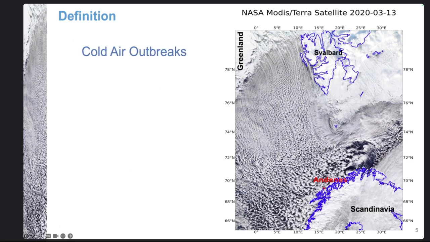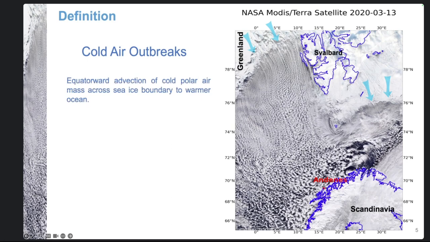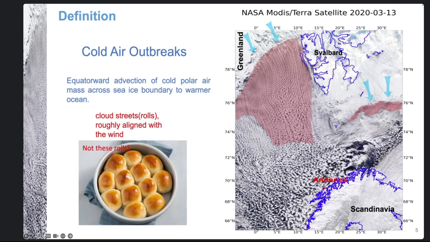At the very beginning, we have very cold air originating from the sea ice, and it travels over the relatively warm ocean. At the very beginning, we have what we call cloud streets. That's the closest we can see. These are roughly aligned with the wind direction. We can also call these clouds rolls.